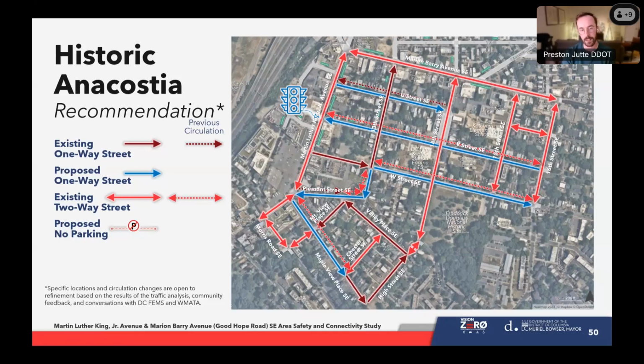So what we heard loud and clear mostly from folks is that they much prefer making these alternative circulation changes compared to removing on-street parking. When we're going through the traffic analysis, we will look at that and take that into account. And if we're able to, we can consider that. But again, we have those metrics that we have to look at to make sure we balance the safety and the traffic flow as well.